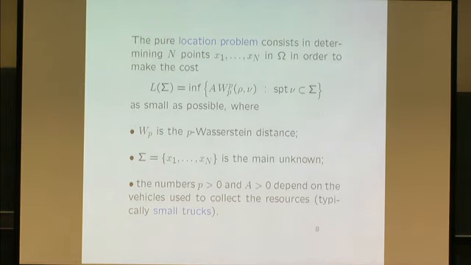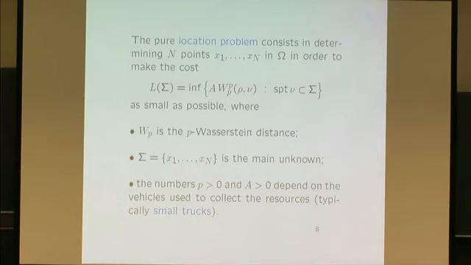The first one is very well known in the literature. This is called the pure location problem. The location problem means the following. We have the rho of x, and we have to concentrate the rho of x in a number capital N of points. So the points are not known, and we have to find the points in such a way that the concentration procedure is as cheap as possible.